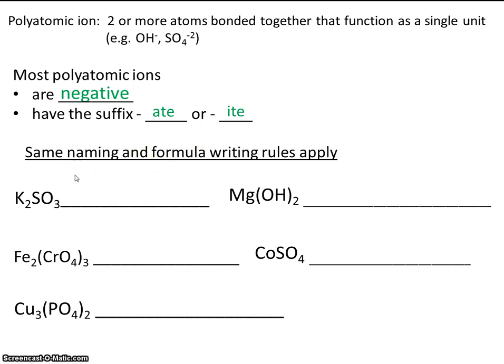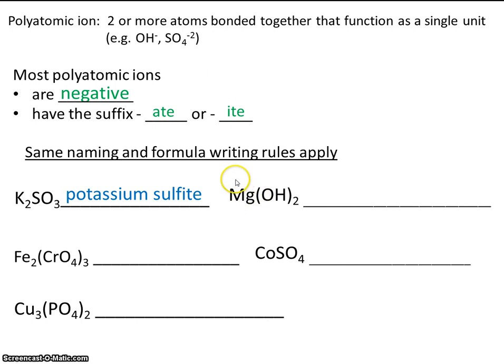So if you were going to write names for these formulas, you would name the cation first, or the metal first, or the thing that comes first. So name this first, potassium. And then on your periodic table, on the front, there's nothing like SO3. So you should recognize SO3 as a polyatomic ion, and that's found on the back of your periodic table, and it's called sulfite. So we have potassium sulfite, potassium sulfite.